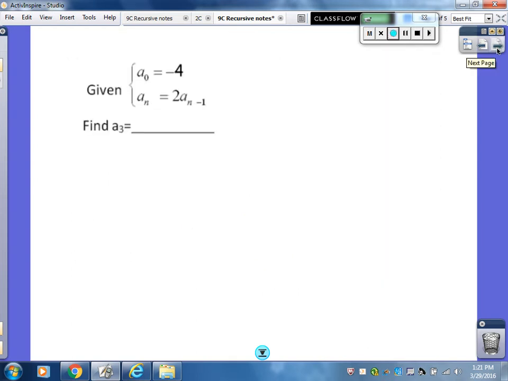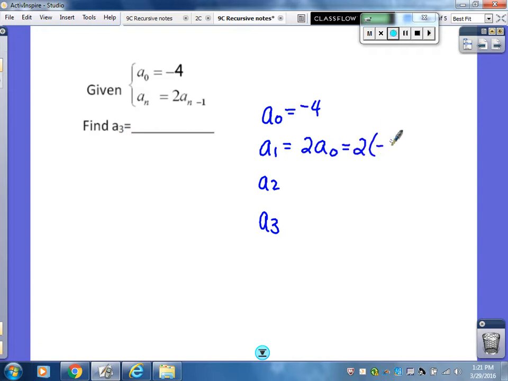So this time, we know it's geometric because our ratio is 2. All right, let's ask for a sub 3. So same thing again. I've got a sub 0, a sub 1, a sub 2, a sub 3. Well, a sub 0, they tell me, is negative 4. All right, here again, it's going to be 2 times a sub n minus 1, which is a sub 0. So my a sub 0 term was negative 4. So a sub 1 is negative 8.